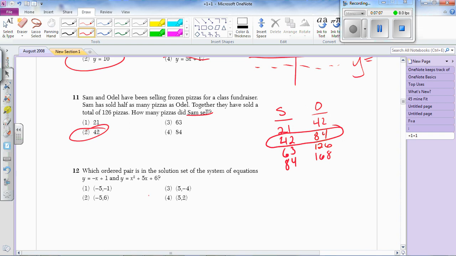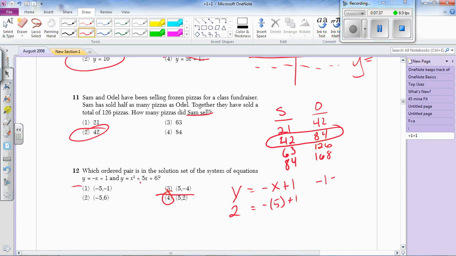Which ordered pair is a solution? Honestly, on this one, I would just type this into the graphing calculator and see which one of these points is on there. Since I don't have one to show you, I'm going to work backwards. I'm going to try choice 4. I have no idea if it's going to work. y equals negative x plus 1. 2 equals negative 5 plus 1. Not going to work. This one's got 2 negatives. I'll try that one next.